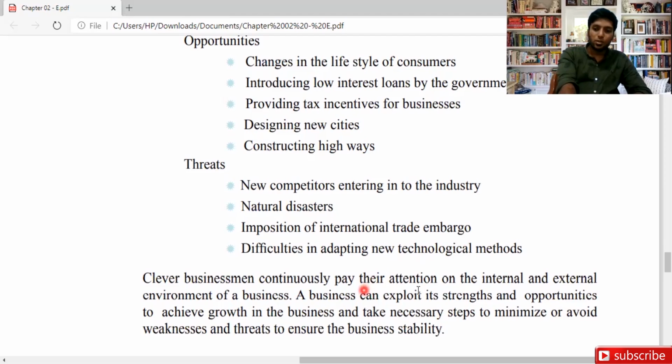A clever businessman continues to pay attention to the internal and external environment of a business. The business can exploit its strengths and opportunities to achieve growth in the business and take necessary steps to minimize or avoid weaknesses and threats to ensure the business stability.